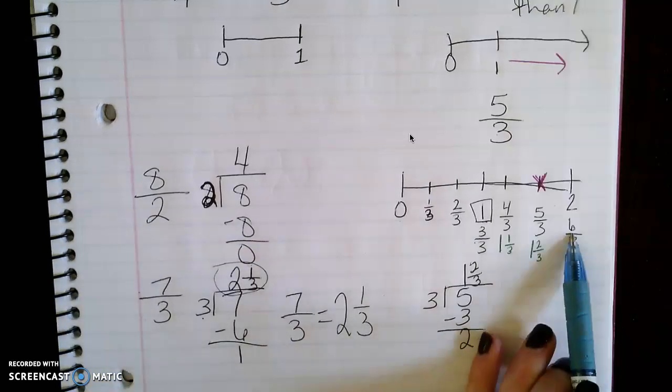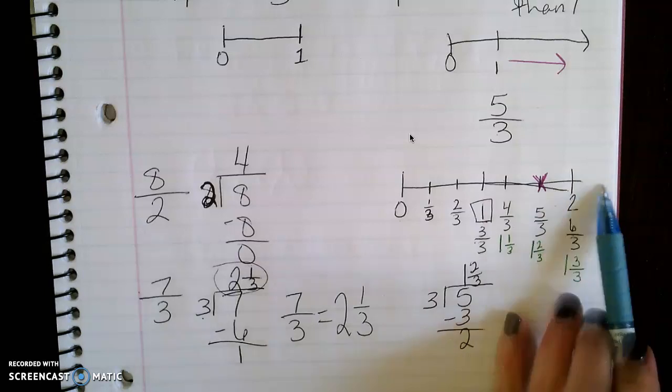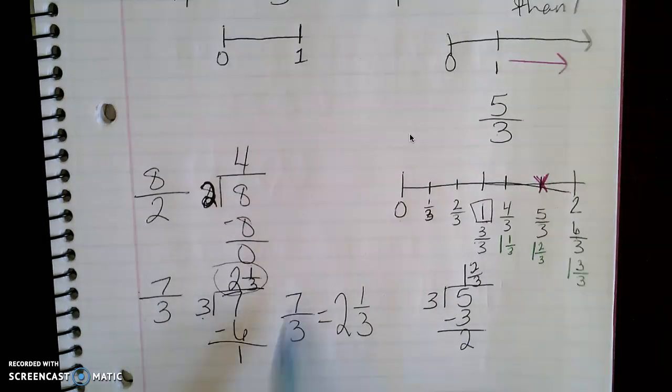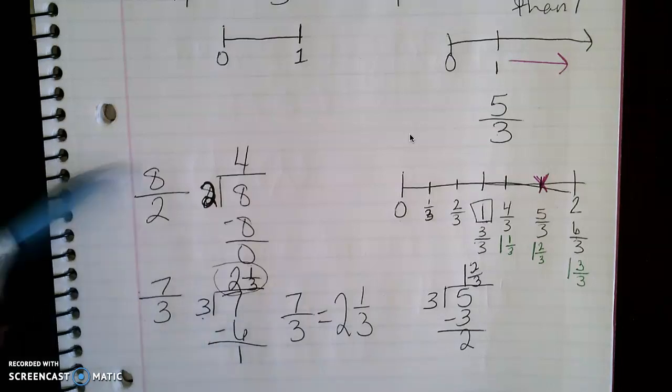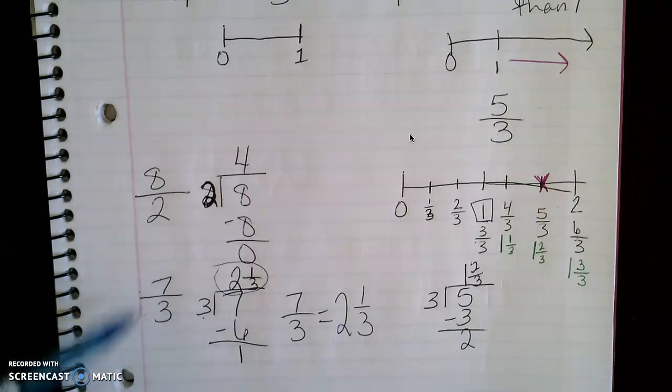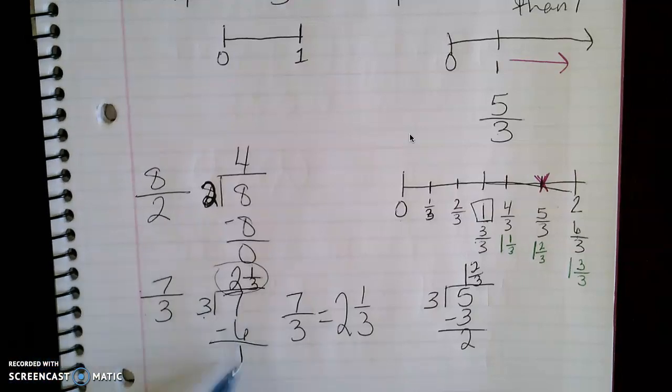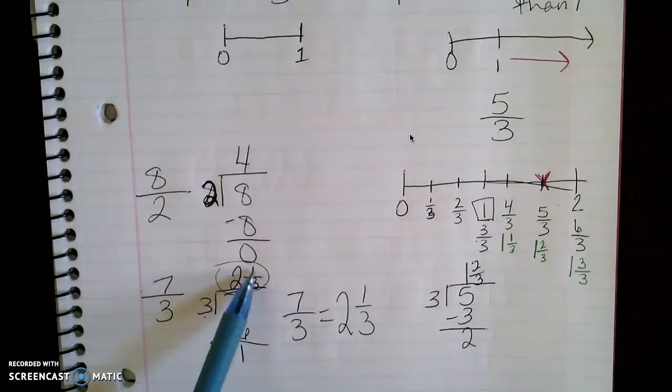And you can look here at our number line. If we went one more space here, that was 6/3. If I went one more, that would be 7/3. And so to change an improper fraction into a mixed number, I divide 7 divided by 3, and my remainder becomes my numerator, and my divisor becomes my denominator.